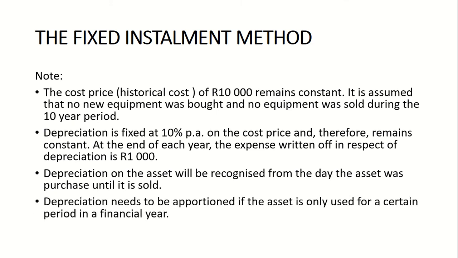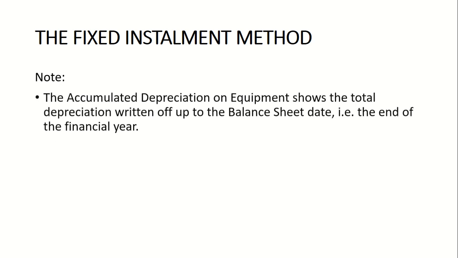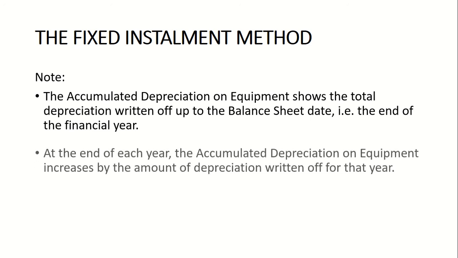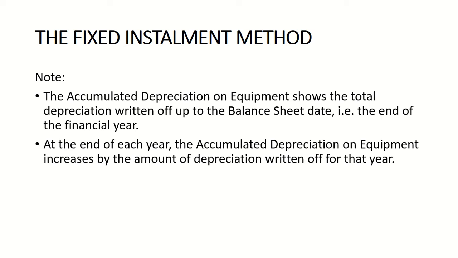Depreciation needs to be apportioned if the asset is only used for a certain period of time. To apportion it means that you're going to multiply it by the number of months over which you have used the asset. Accumulated depreciation, I did show you. It is simply the sum of depreciation of all the asset. It is simply the total of the depreciations that you have added up. At the end of each year, accumulated depreciation on equipment increases by the depreciation amount. Please highlight that because it's very important.